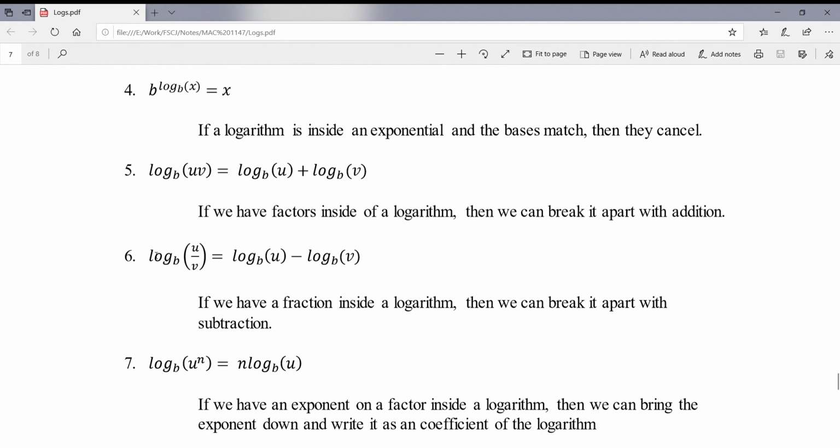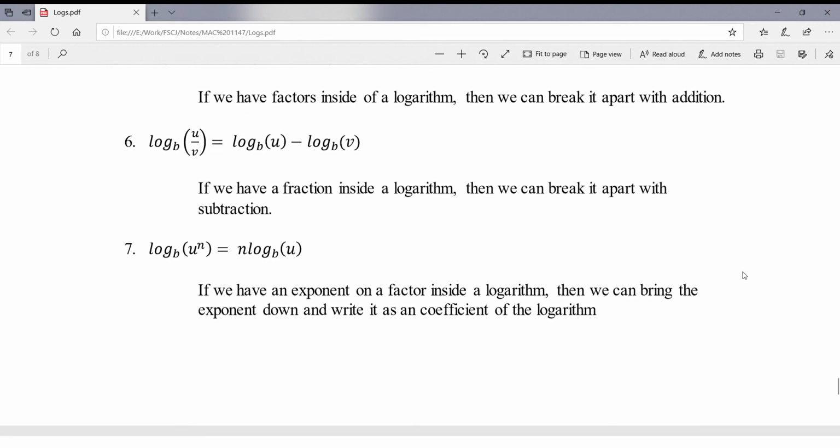Property number 6, log base b of u divided by v inside of my logarithm. This is equal to log base b of u minus log base b of v. So what this is saying is if we have a fraction inside of a logarithm, then we can break it apart with a subtraction. So it's going to be the log of my numerator minus the log of my denominator.